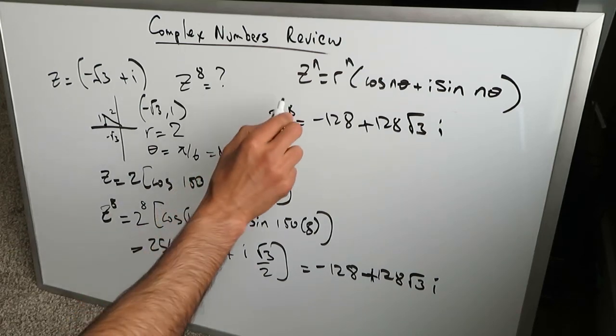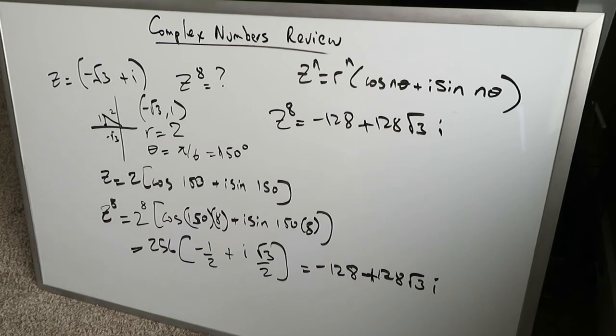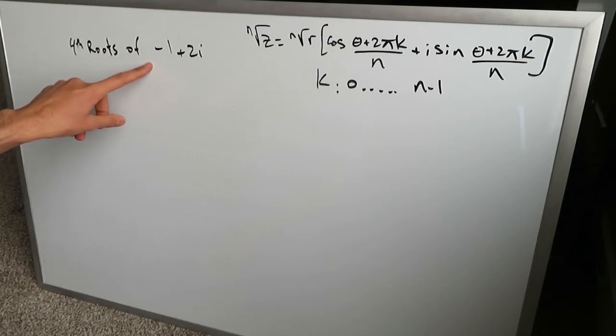In our next and last example, we'll be using a complex number to determine its roots. That's also a part of the de Moivre's theorem. We'll be determining the roots of a complex number just as a review. So this right here is our last example for this video. We have to determine the fourth roots of this complex number minus 1 plus 2i.